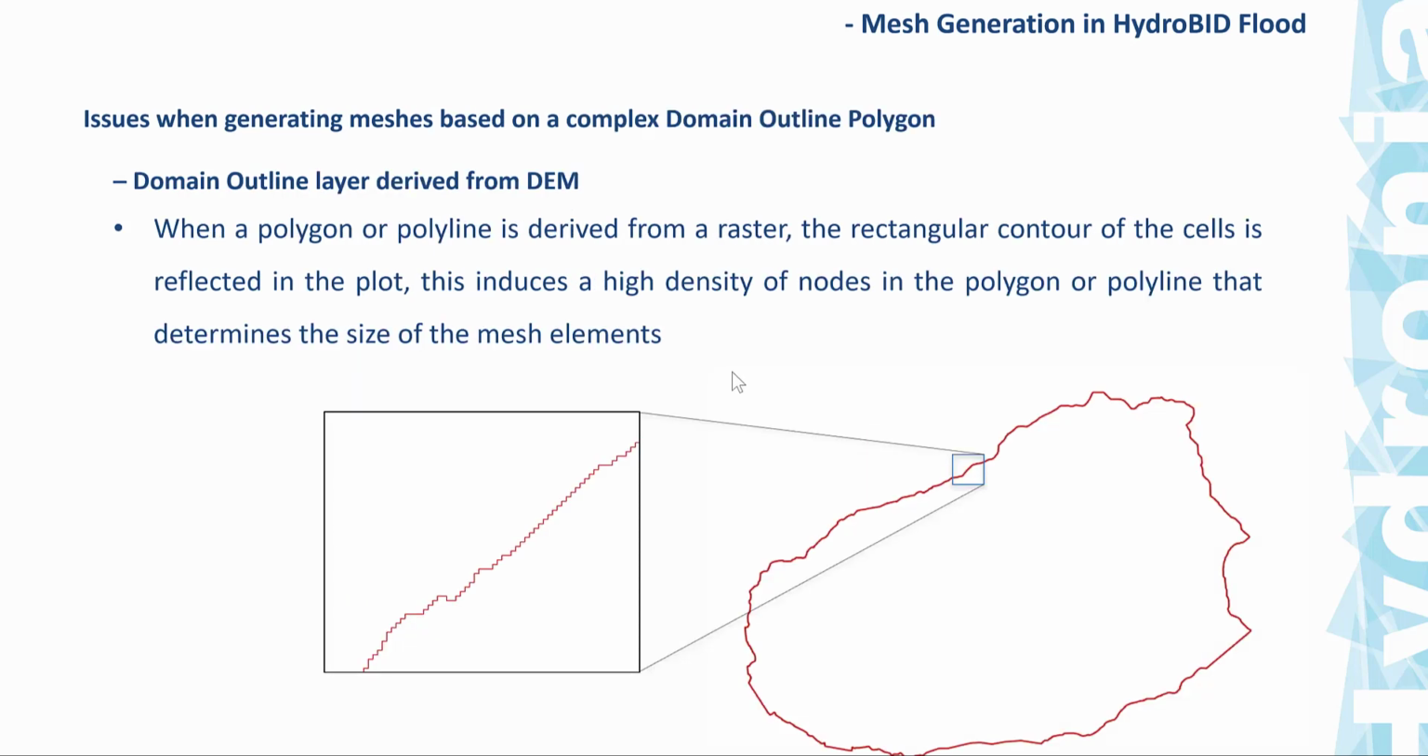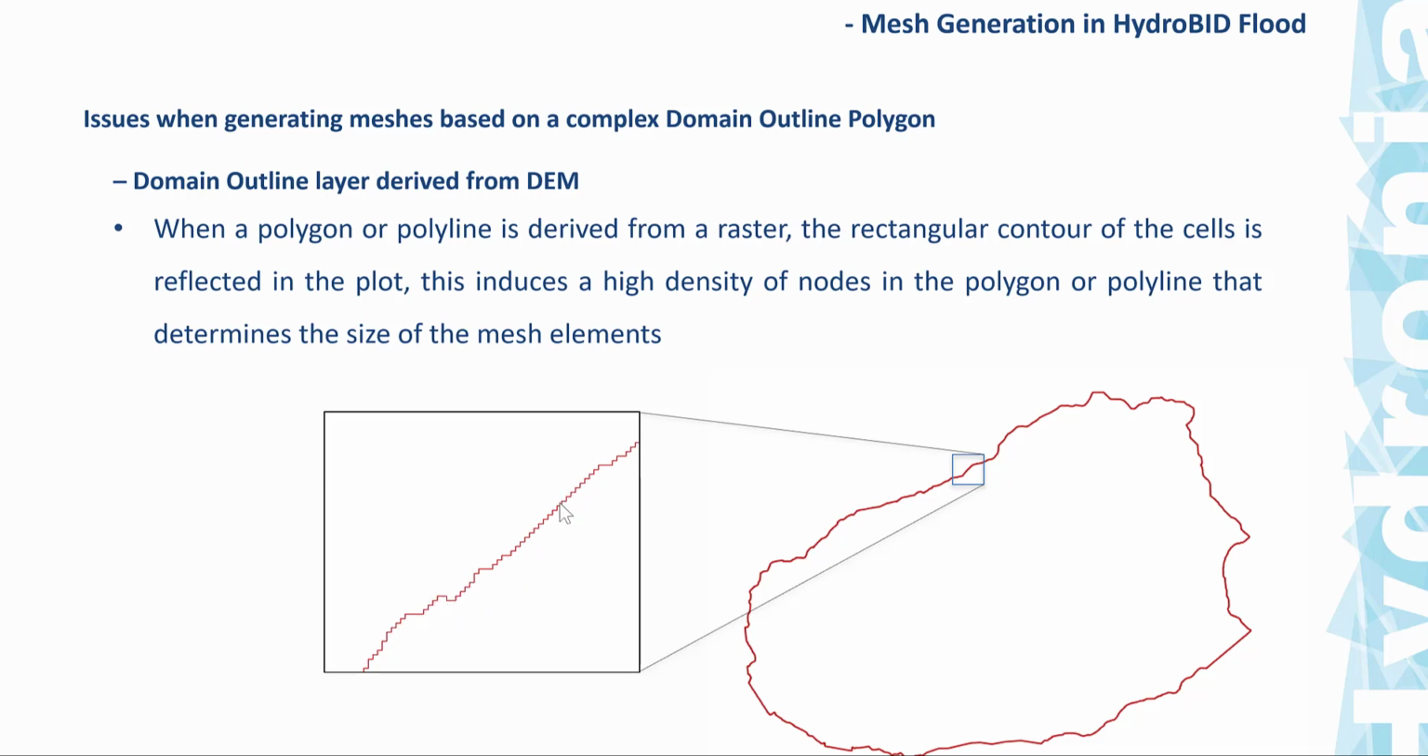Another issue that can occur is when you are using a domain outline polygon that comes from vectorizing a raster line. So you may have, let's say, a contour line that you want to use, or the boundary of a watershed, and then you convert that into a vector and then you copy it to the domain outline. But when doing that, since the raster is formed by pixels, you may get a vector that is like a staircase, like you see here.